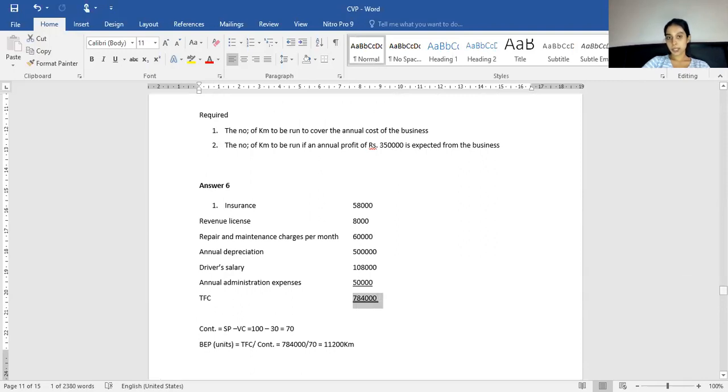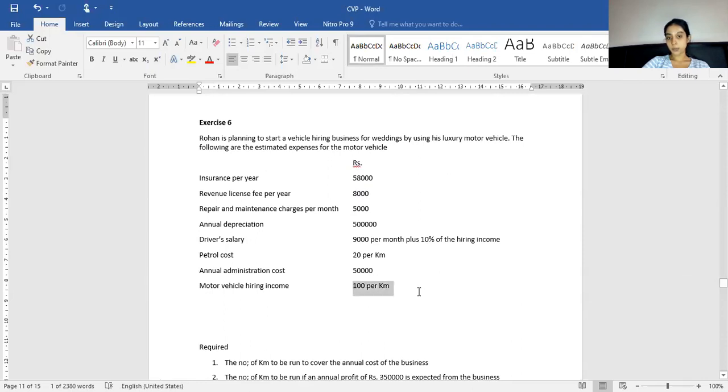So what is the selling price? Selling price is given as 100 per kilometer. Hiring income 100 per kilometer. And how do we calculate the total variable cost per unit? Here 20 is the petrol cost per kilometer plus 10% of the hiring income, which will be added to the driver's salary. So 10% of the hiring income, 100 is the hiring income, 10% of that would be 10. So this 10 in the driver's salary is also a variable cost. So what will be the total variable cost? This 20 of petrol cost plus 10 of that driver's salary variable cost component.